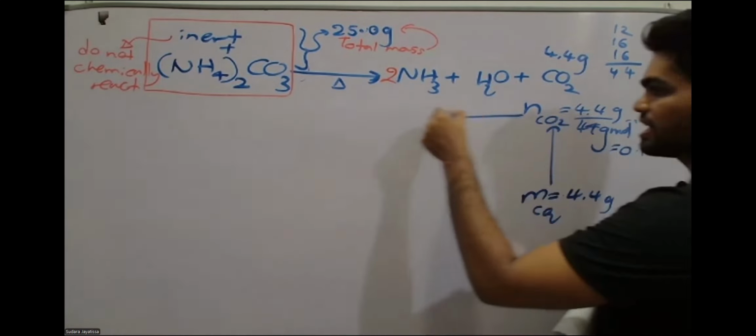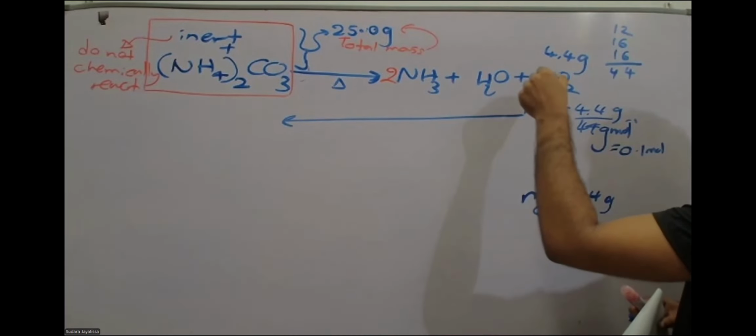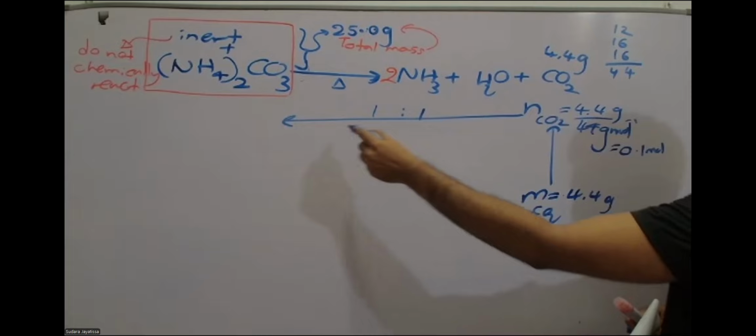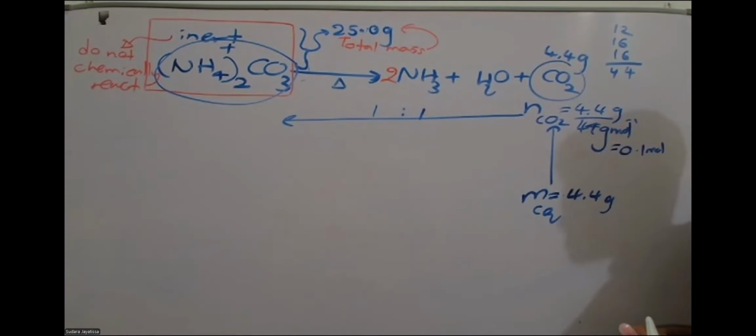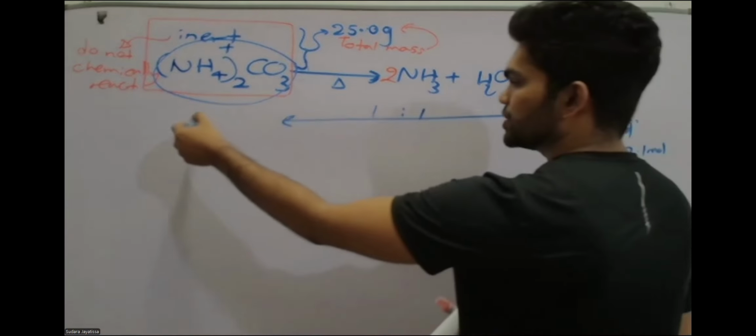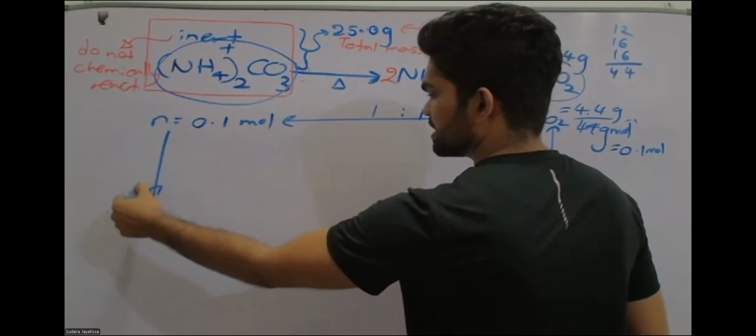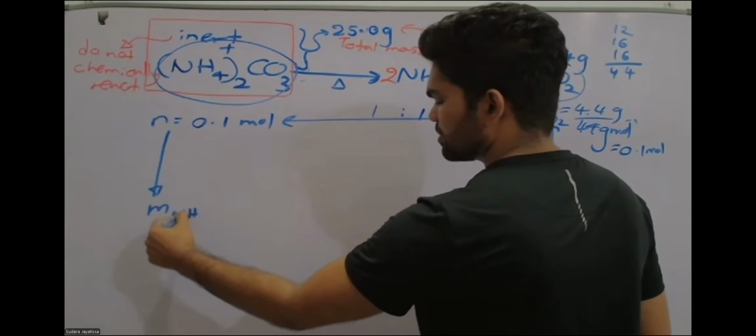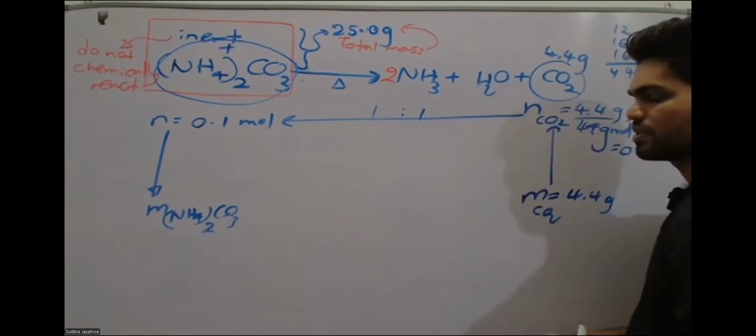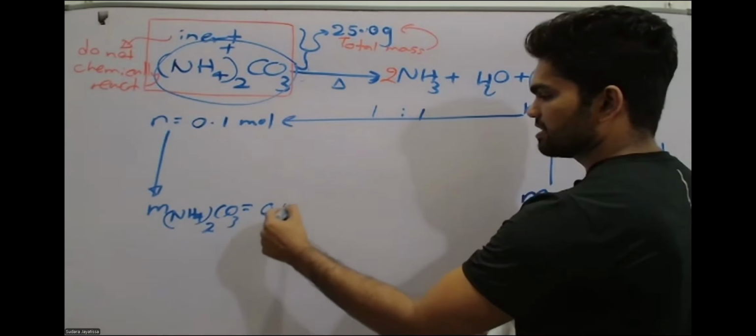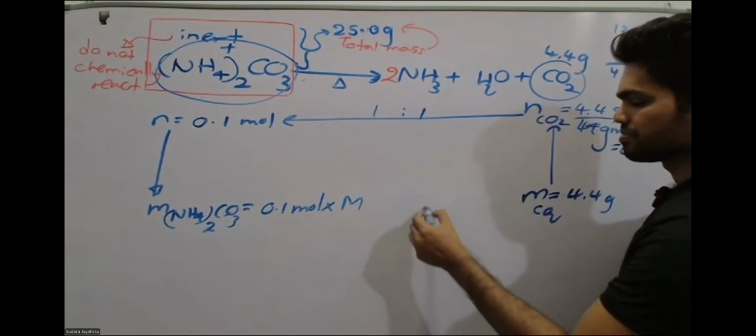So then find out how many moles of ammonium carbonate there are. Now you can see the molar ratios are 1:1. See, 1 ammonium carbonate, 1 carbon dioxide. Since they are 1:1, you will get 0.1 mole of ammonium carbonate here. We need the mass of ammonium carbonate, not the moles. So what do we do? We multiply this 0.1 mole by the molar mass of ammonium carbonate.